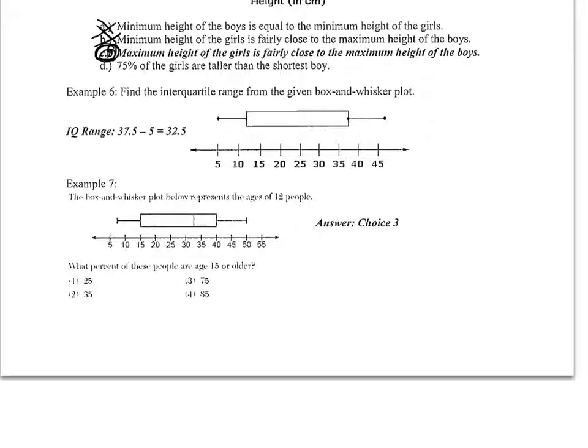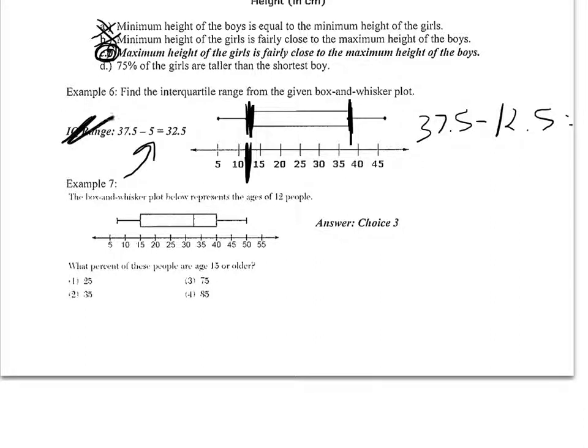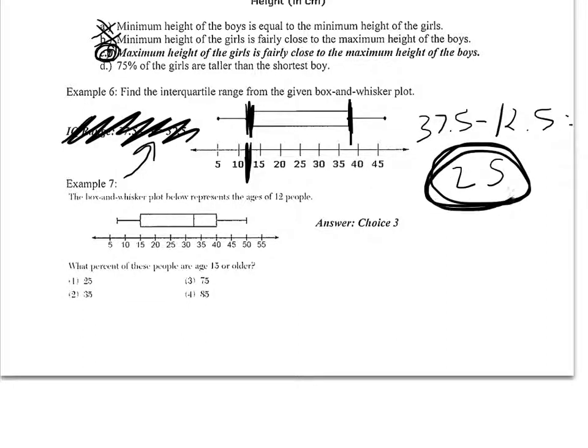Number 6. Find the interquartile range. This is the interquartile range from here to here, where the box is. Now there's no median here, so no big deal. But we have 37.5, the big number, minus 12.5. And if you notice over here, I have the wrong answer. Bad, Mr. Bush. So when I do that, I get 25 for my answer. That's the correct answer.